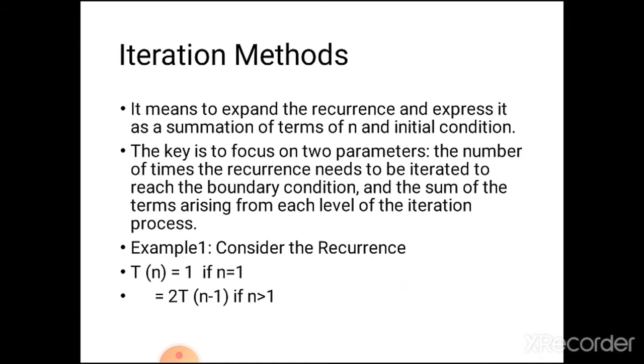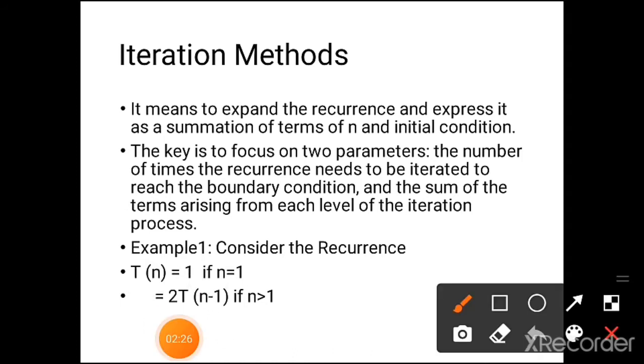It is a summation of the terms of n and initial condition. So here, in the iteration method, we are expanding the recurrence equation. The given equation is expanded and expressed as a summation of terms. After expansion, this is expressed as a summation term in terms of n and initial condition. So one of the important parameters is the initial condition.